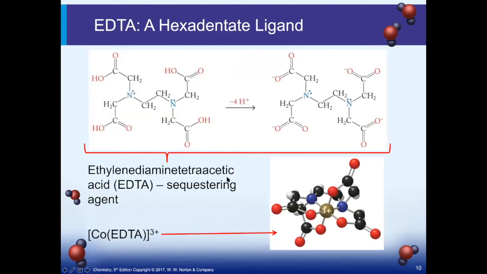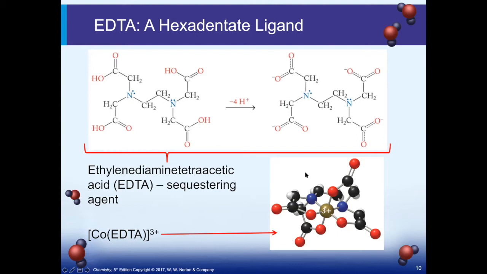Okay, and here's one that can actually form 6 coordinate bonds, and it's called EDTA, or ethylene diamine tetraacetic acid. It's often used as a sequestering agent. Anytime we want to remove a metal from some sort of solution, if you want to sequester it out of a mixture, then it's common to use this particular ligand called EDTA. This is just a picture of cobalt 3+ with EDTA. It's color coded: all the blues represent nitrogens and the reds represent oxygens. But the big thing to look at here is that there are 6 coordinate bonds formed with the cobalt, and all of them come from the same ligand.